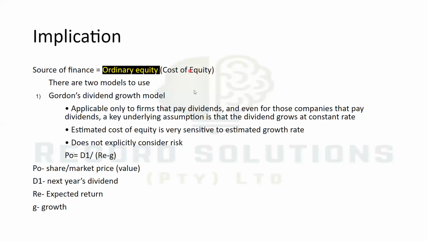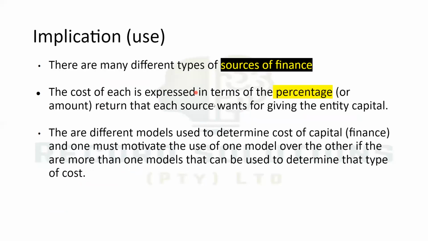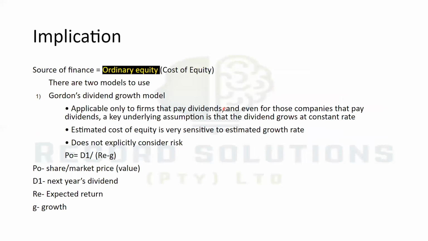So if they ask you, maybe, what's the cost of the retained earnings? Zero, right? Because like I said, cost is the return that source wants. So just imagine, with retained earnings, we are the ones using it. So who wants the return? We do, right? So there's no cost to us.